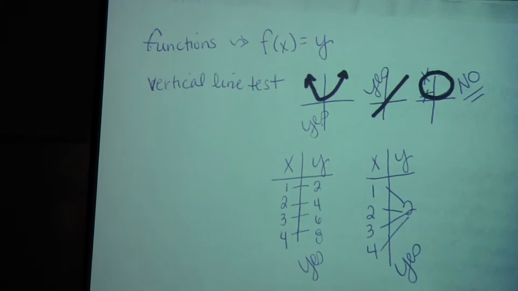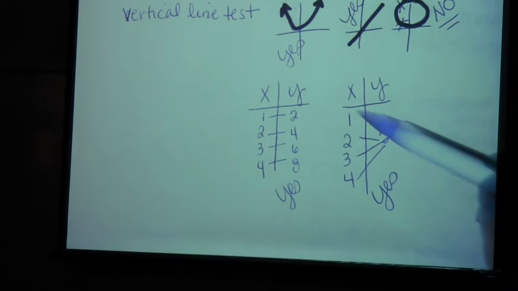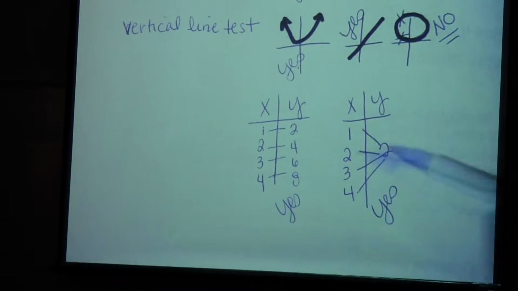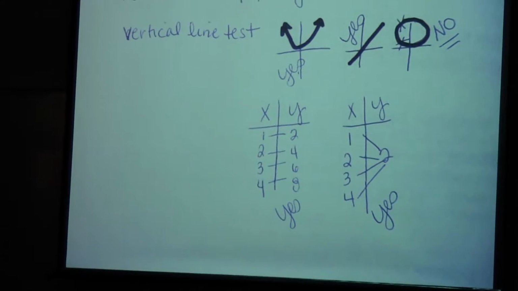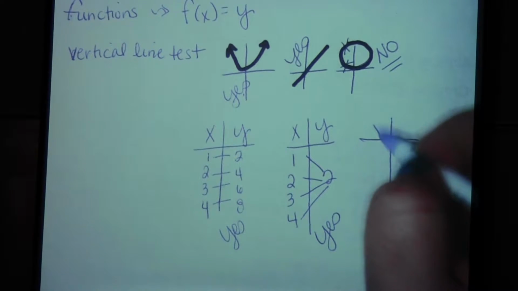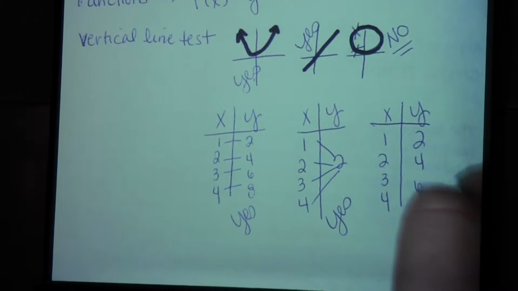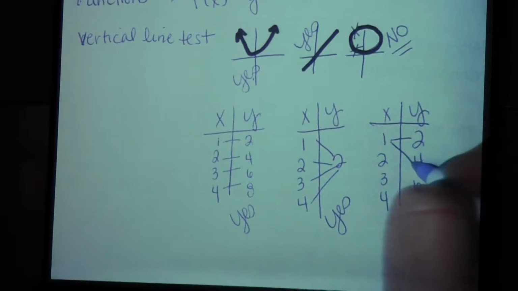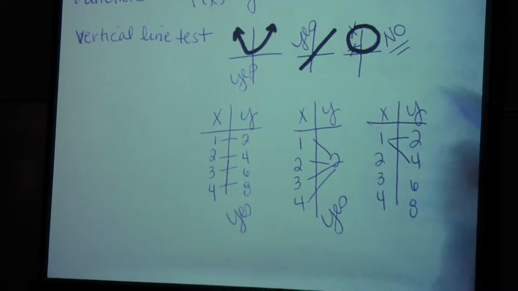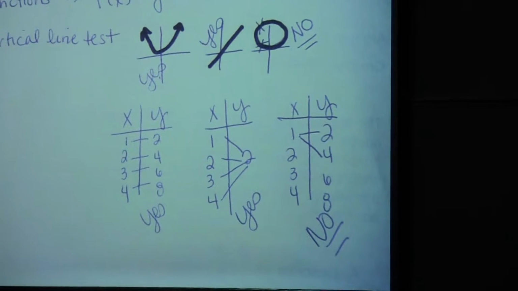This is still a function, because for each one of these x values, it's only got one line coming out of it. One line out of the 4, one line out of the 3, one line out of the 2, one line out of the 1. When it was not a function was when there was more than one line coming out of my x value. So x was connected to 2 different y values. This was not a function. And we were all pretty good on that.